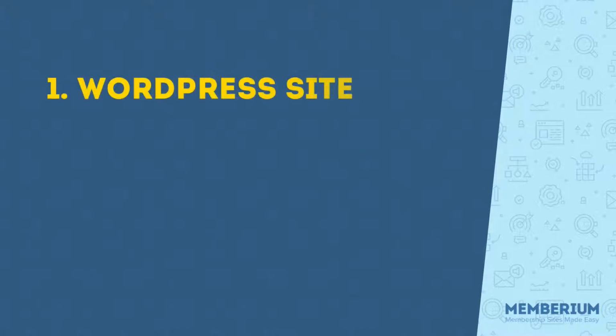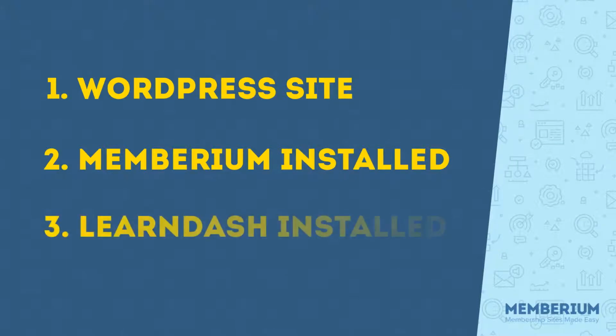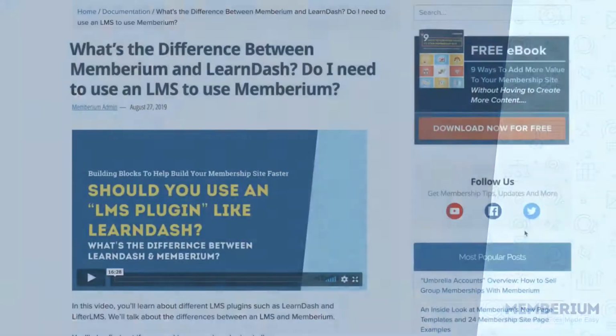First, you'll need a WordPress site. The second thing you'll need is Memberium for ActiveCampaign installed and activated on that site. And lastly, you'll need LearnDash 3.0 or higher installed and activated. It's also good if you have some basic knowledge about WordPress and LearnDash already, but if not, I'll try to explain as much as I can in this video.